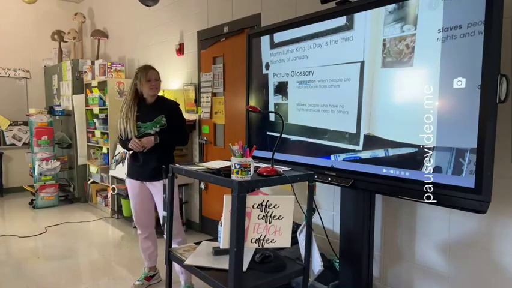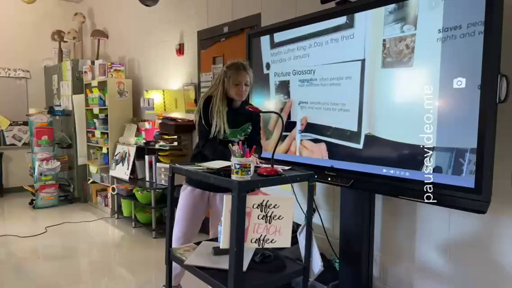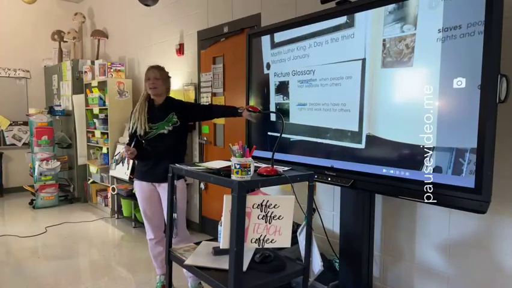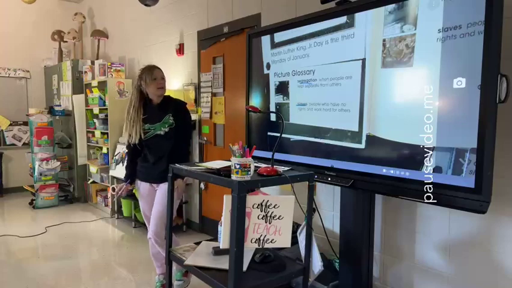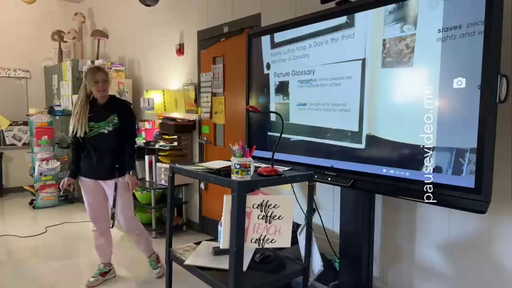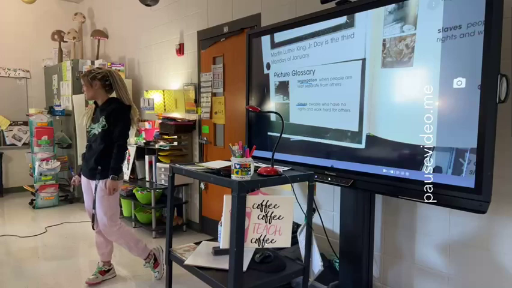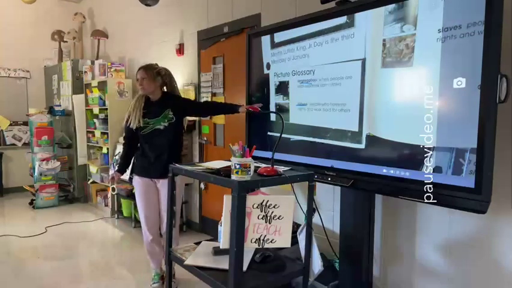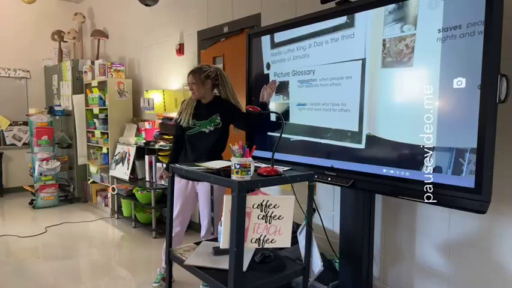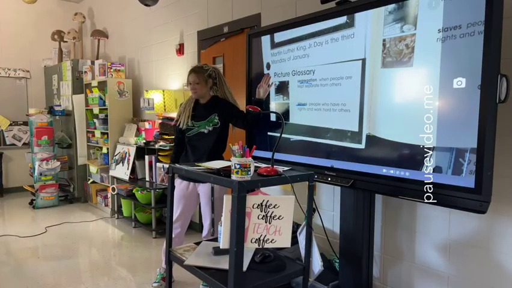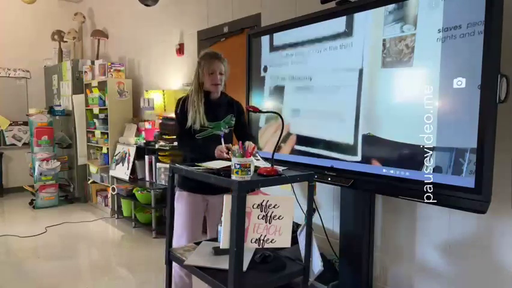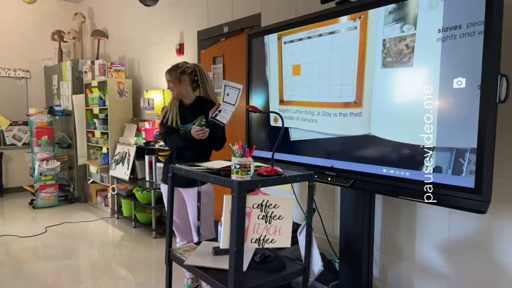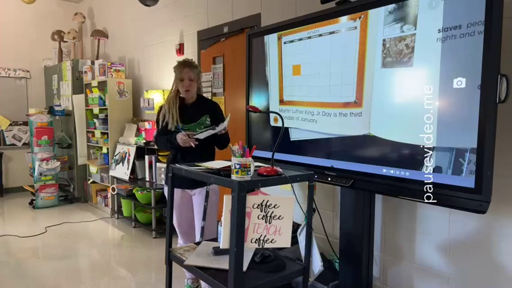Then the other word is slaves. If you have that paper, you now know segregation, and we're going to talk about slaves. People who have no rights and they work hard for others. Okay? So slaves are going to feel segregated in our story today. Any questions about the calendar or your glossary dictionary? No? All right.